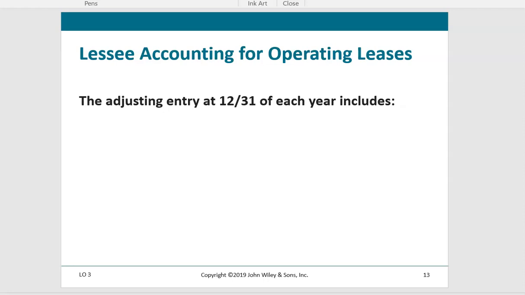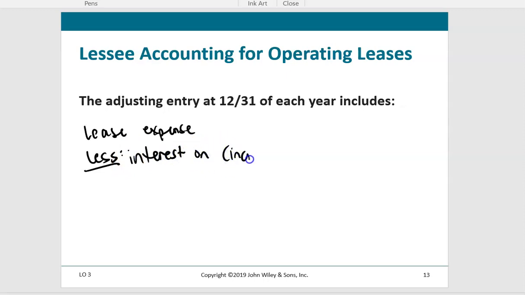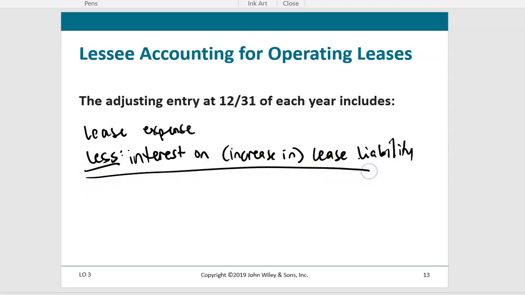And how do we come up with that decrease in the right of use asset? We start with the lease expense. From that, we subtract interest on the lease liability, or that increase in the lease liability. And that difference is the amount of the decrease, or the reduction, to the right of use asset.